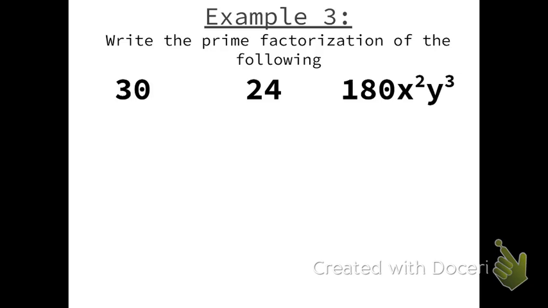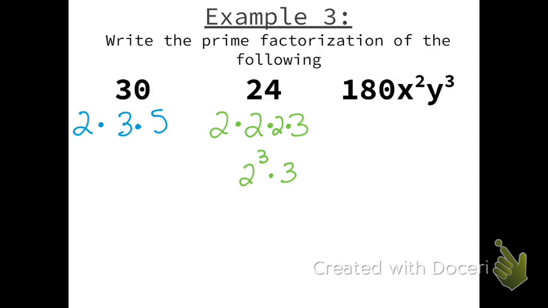We'll do a couple more problems here, and you'll see this last one is where we're going to start adding a bit of new information. So let's go with the 30. 30 we could write as 2 times 15, and 15 could be written as 3 times 5. So the prime factorization of 30 is 2 times 3 times 5. 24 could be written as 2 times 12. 12 could be written as 2 times 6. 6 could be written as 2 times 3. So the prime factorization of 24 is 2 times 2 times 2 times 3, or you could write that as 2 cubed times 3. Either one is good.